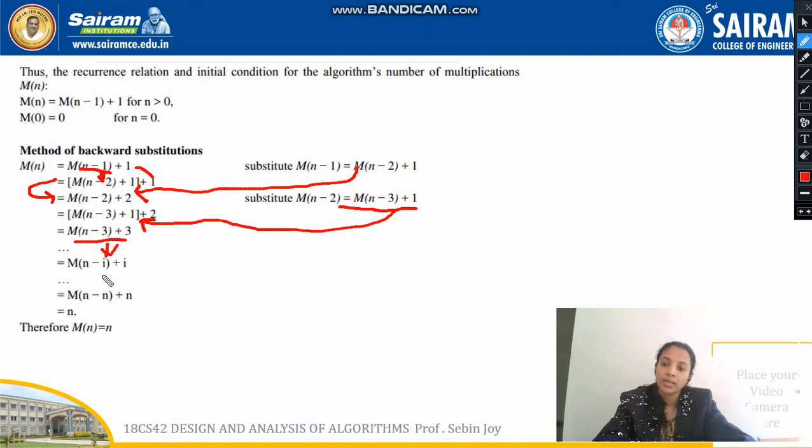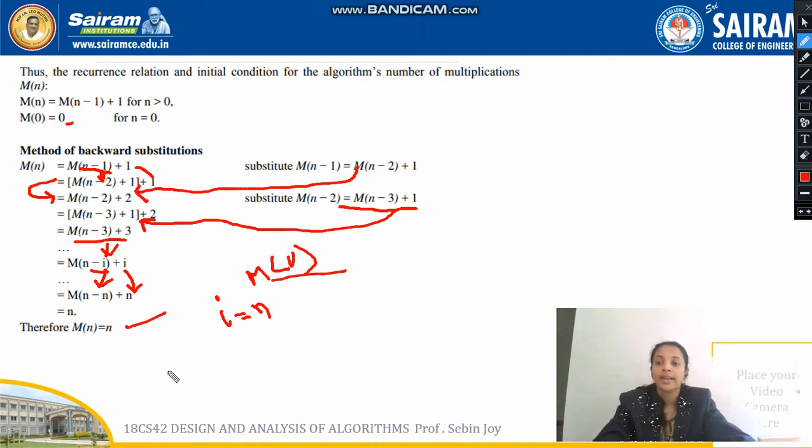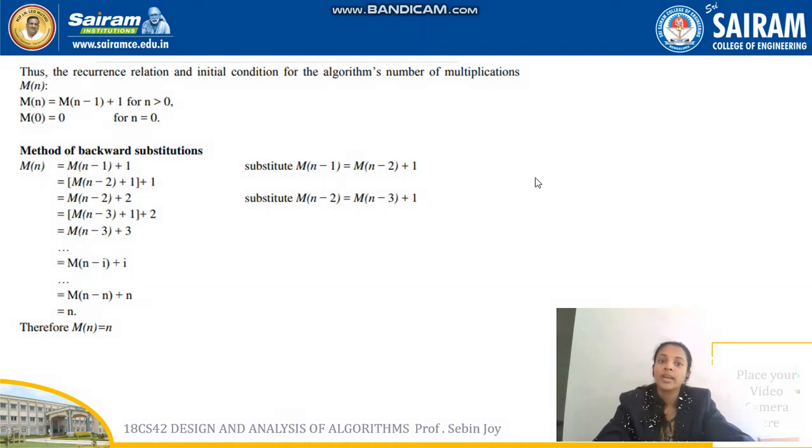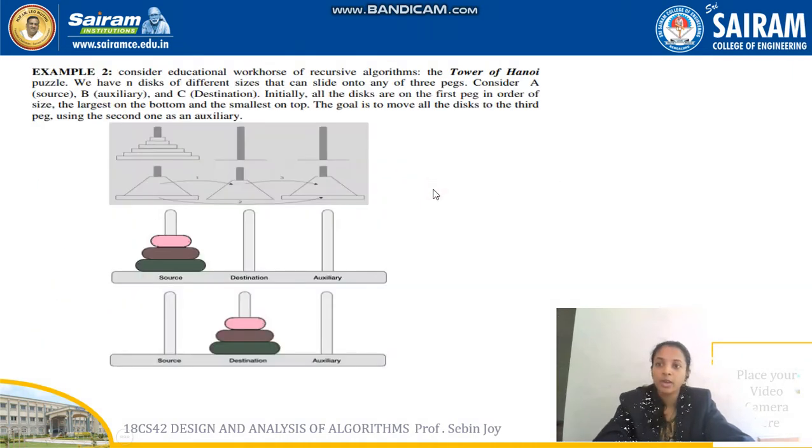In order to get M of 0, which is the only initial condition, how do we get M of 0 from this? If you substitute the value i is equal to n, you will get M of 0, correct? n minus n is 0. When you substitute i as n here, you should substitute i is equal to n here also. That gives M of 0 plus n. What is M of 0? 0. So 0 plus n is n. So the number of multiplications needed is n. This is the way you have to do this.